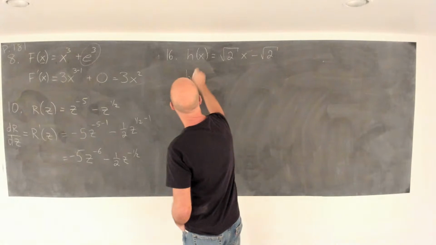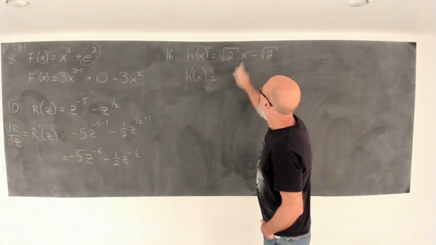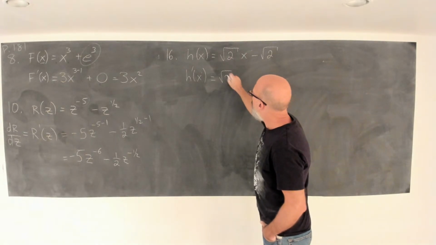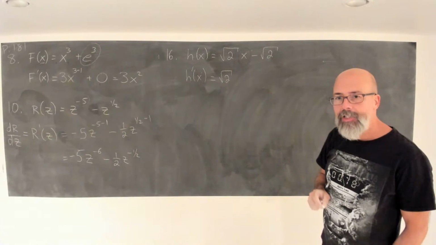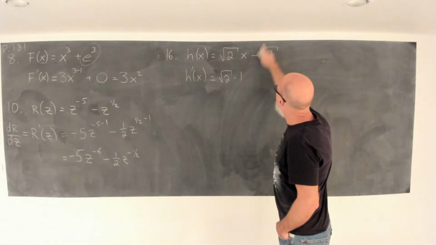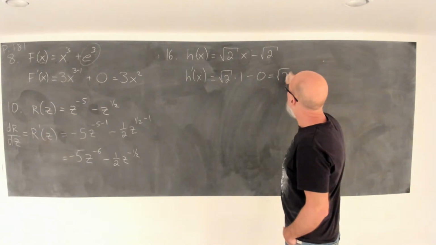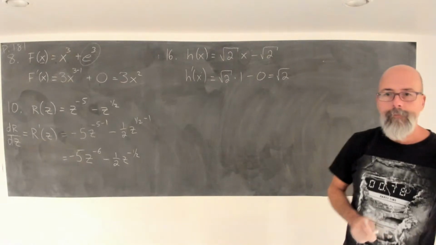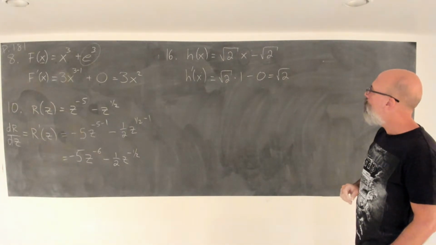So derivative here, root 2 is a constant, right? So we'll just take the derivative of x, and the derivative of x is 1. Derivative of this is 0, and we're done. Absolutely.